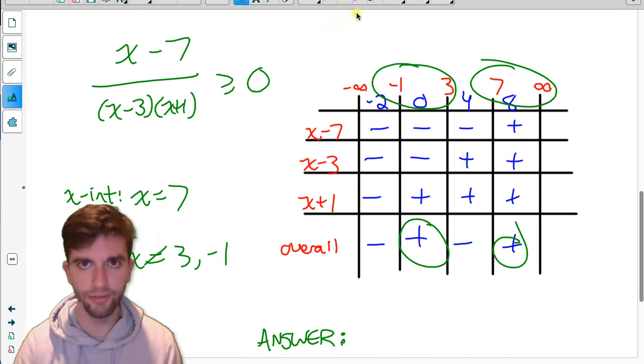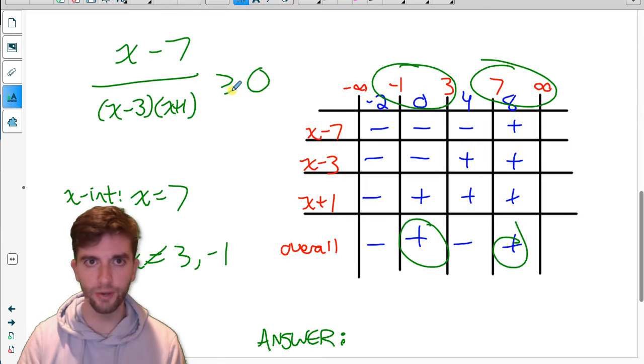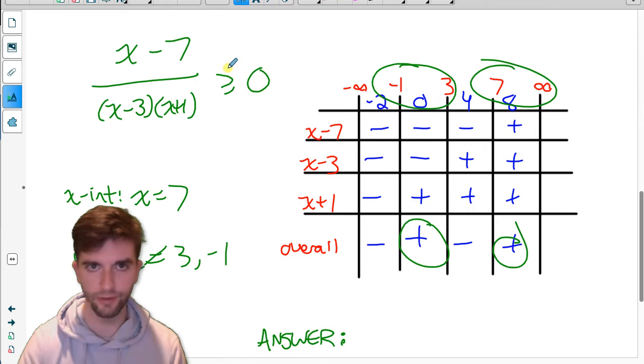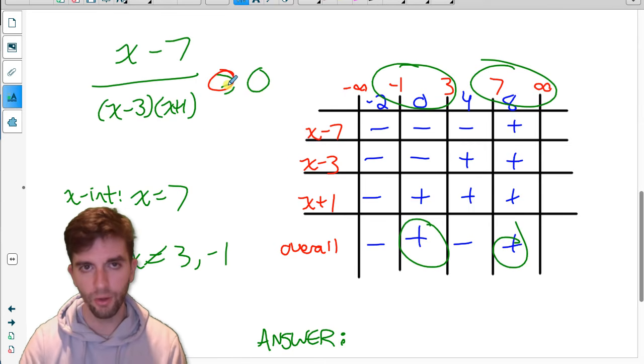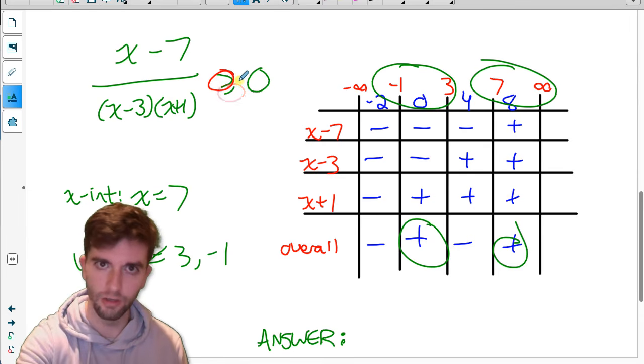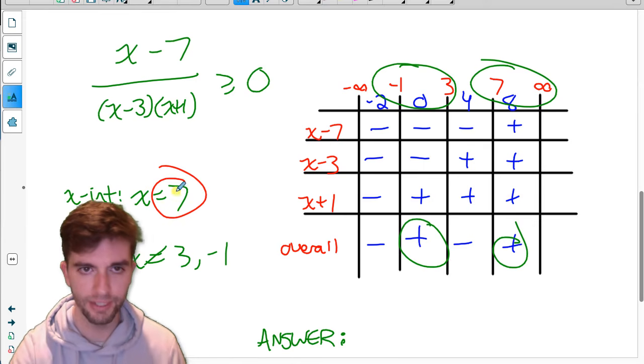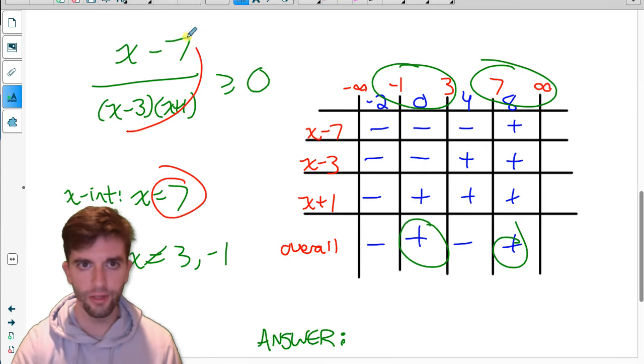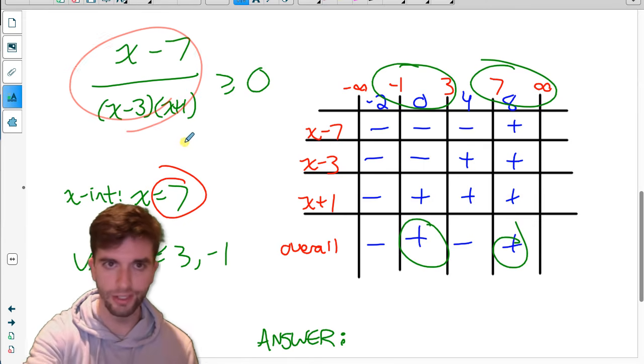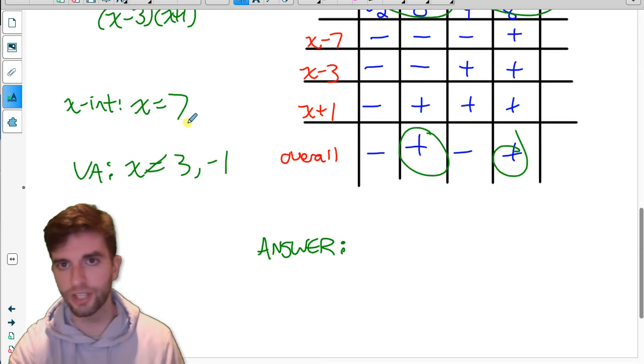So when we describe our answer, we have to be careful that we include not only the intervals where the function is greater than 0, but also the places where it's equal to 0. So we have to make sure that we include 7 in the answer, because at 7, this whole thing is 0, and we want to include that in our answer. So let's watch how we do that.